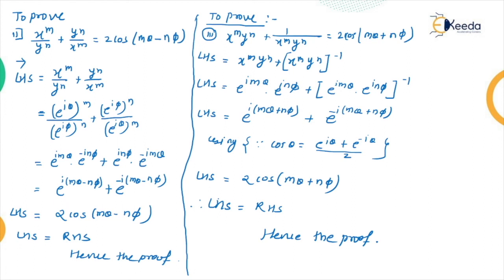Okay, and number third you have to show is x raised to m y power n plus 1 upon x raised to m y power n. This is 2 cos of m theta plus n phi. So take LHS, substitute the value of x, y and its power, use the indices rule, and again use the circular function formula. You get LHS as 2 cos of m theta plus n phi. So LHS equal to RHS, and hence the proof.